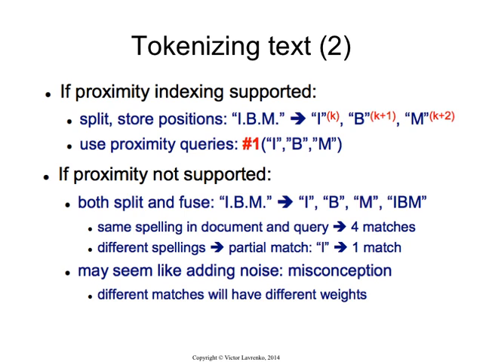You take IBM, and you end up with 4 different tokens: the I, the B, and the M that result from splitting on the period, and the IBM that results from squeezing out the punctuation and fusing all the tokens together. What's nice about this is that if the query and the document use the same exact spelling, you're going to get 4 matches out of 4 because all of those things will match. If the query uses I.B.M, you will tokenize it in the same way, so you'll get all 4 matches. If the query uses just IBM, you'll get 1 match.